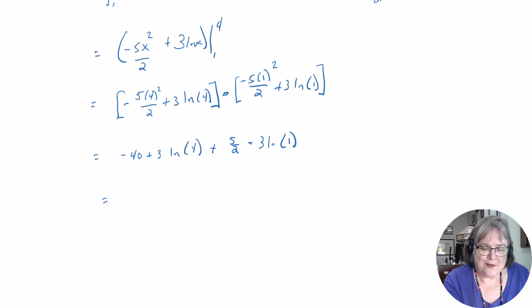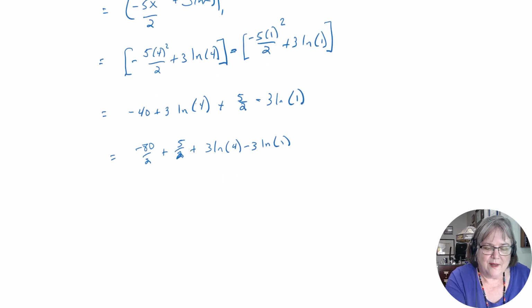Okay, so this turns out to be, let's see, we need a common denominator for the minus 40 and the 5 halves. So minus 80 halves plus 5 halves. Let's group the natural log ones together. Teaching you bad habits by being messy with my natural log. All right, so this turns out to be negative 75 halves.